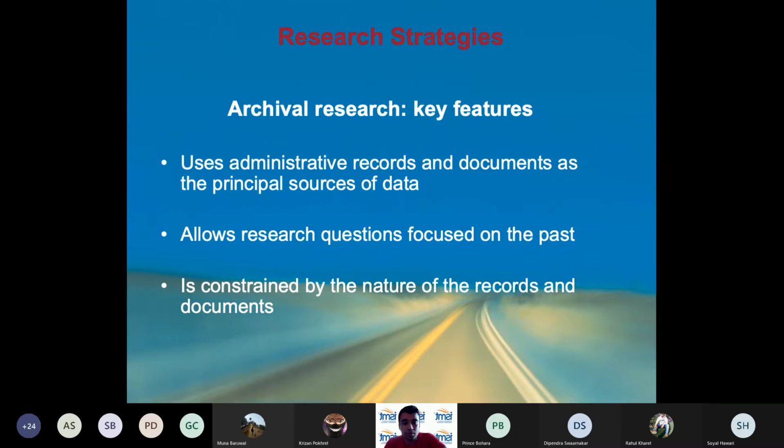Okay, and archival research uses administrative records and documents as the principal source of data, and allows research questions focused on the past. It means some historical data. If you are going to do research on some historical data or history, then it is basically applicable to use archival research, because you do not have primary data to collect from the source of information. You focus on the records and documents, which are the principal source of the data set. It allows research questions focused on the past and is constrained by the nature of the records and documents. Whatever information is presented in that document or report, you should basically rely on that to draw a conclusion. So there might be certain constraints. Okay.